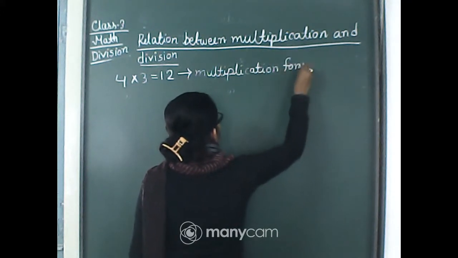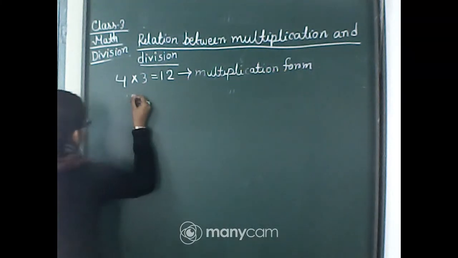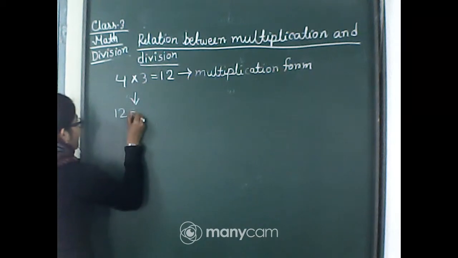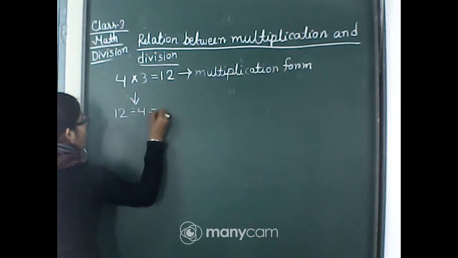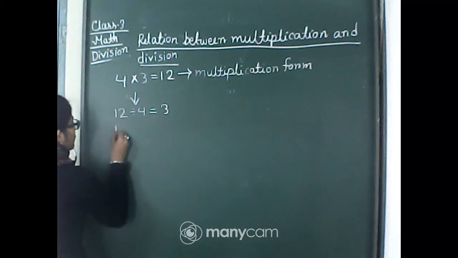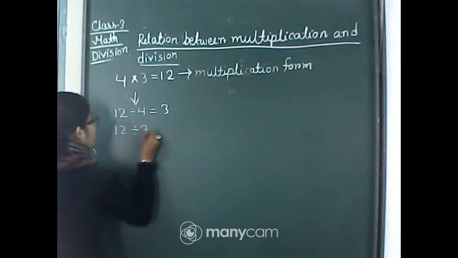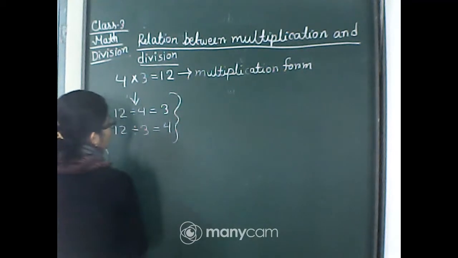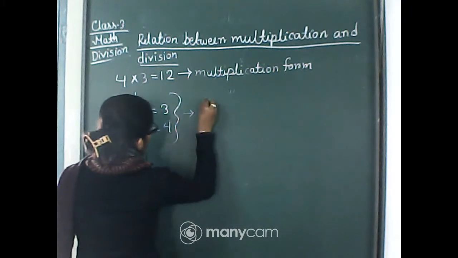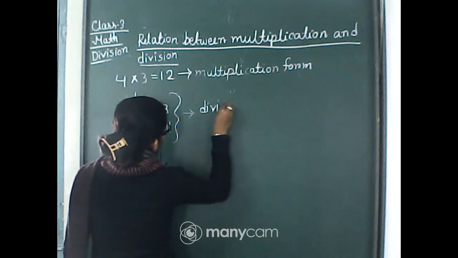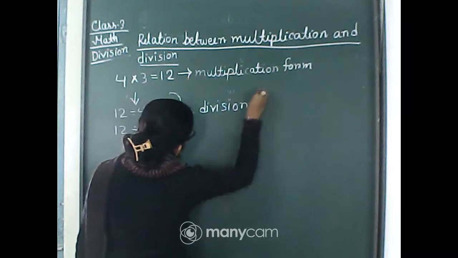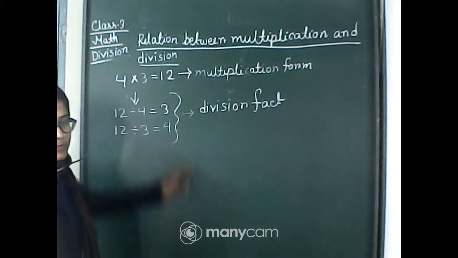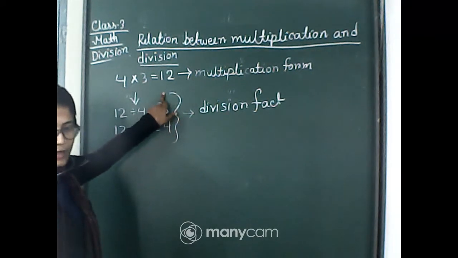Now this multiplication form can we write down like this: 12 divided by 4 equal to 3 and 12 divided by 3 equal to 4. So these two are called the division fact of this multiplication fact, okay?